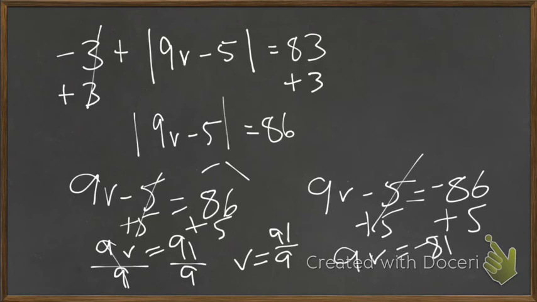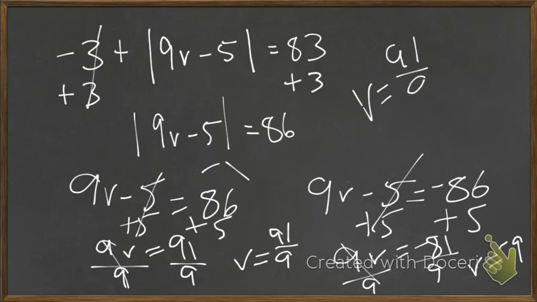Negative 9b equals negative 81. So b is negative 9. So my answers are 91/9 and negative 9.